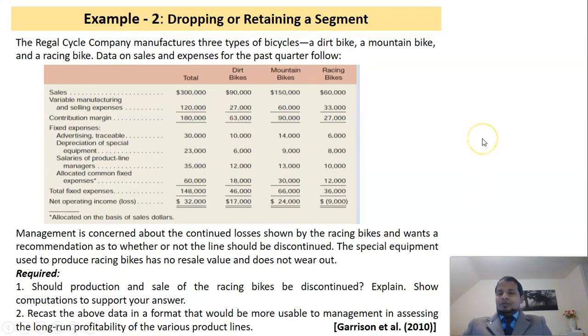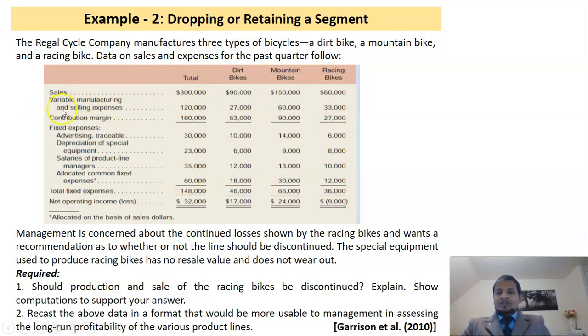Let's see another example: whether we should drop or retain a segment. The Regal Cycle Company manufactures 3 types of bicycle: a dirt bike, a mountain bike, and a racing bike. Data on the sales and expenses for the past quarter follow. These are the information given relating to 3 different kinds of bikes and total.